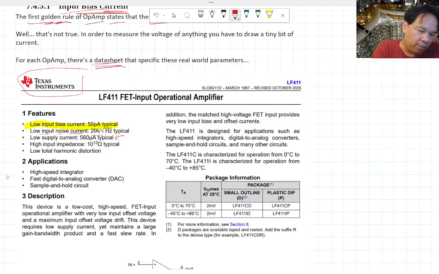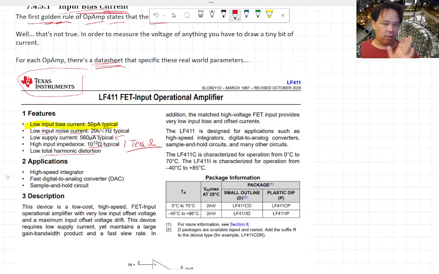It has a very high input impedance, 10 to the 12. I think I said giga, but giga is 9, so this is actually a tera ohm. Okay, 1 tera ohm. It's actually bigger than I stated in the previous lecture. There's also low total harmonic distortion. It's just that there's some constructive and destructive interference inside your op amp. They try to not have that.